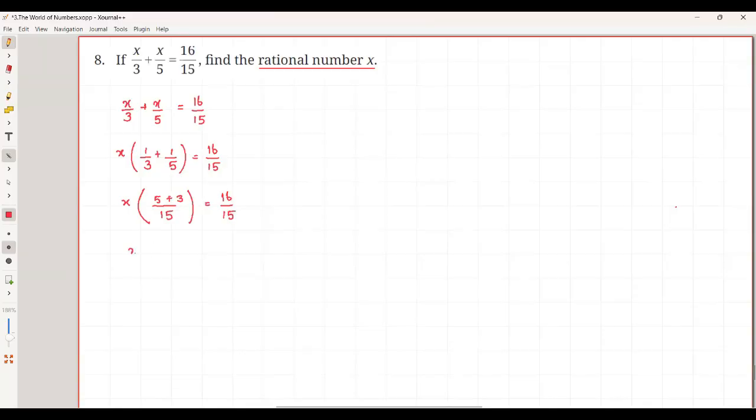Now just simplify: x into 5 plus 3 is 8 by 15 is equal to 16 by 15. Now if I take one fraction to the other side, x is equal to 16 by 15 divided by 8 by 15. If I take 8 by 15 to this side, it will become the reciprocal, 15 by 8. Now I can cancel 15, 15 gets cancelled. 1 8 is 8, 2 8s are 16. Now x is equal to 2 is the answer. x is equal to 2.